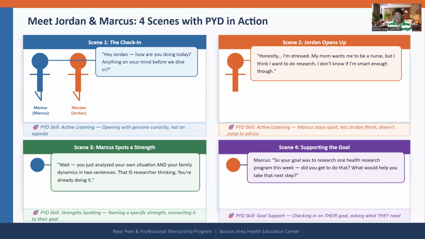So you see, Marcus starts off with listening actively, opening the session with some curiosity about what Jordan is going through, allowing Jordan to say what he needs and what his situation is without interrupting, and then spotting strengths in him that Jordan probably did not even recognize he had, and then going back to week one and being like, but you said that your goal was to research One Health research program, and how can I be supportive of that? How can I help you achieve that? So you see how all of the skills are incorporated into the session. It will not look as cut and dry as this, but this is what I want you to practice in your sessions. Listening actively to your mentees, calling out their strengths, and also supporting their goals and allowing them to lead and take direction while providing structure.